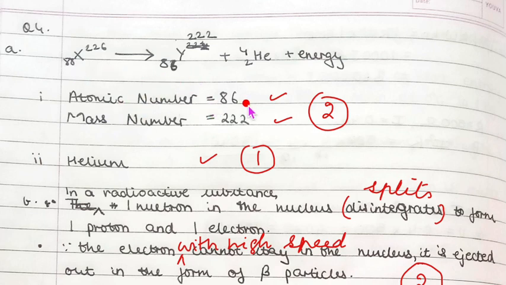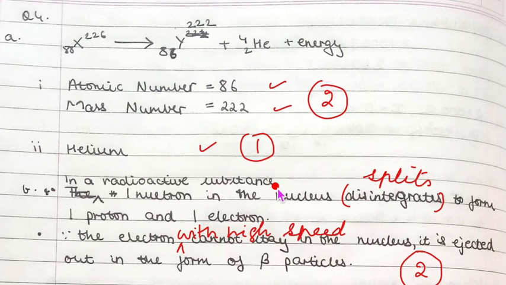So we have atomic number 86, mass number is 222, and that is for 1 mark each. So we have 2 marks there, and this is the helium gas that is produced when the alpha particle is going to accept 2 electrons, that is 1 mark here. We come to B part.